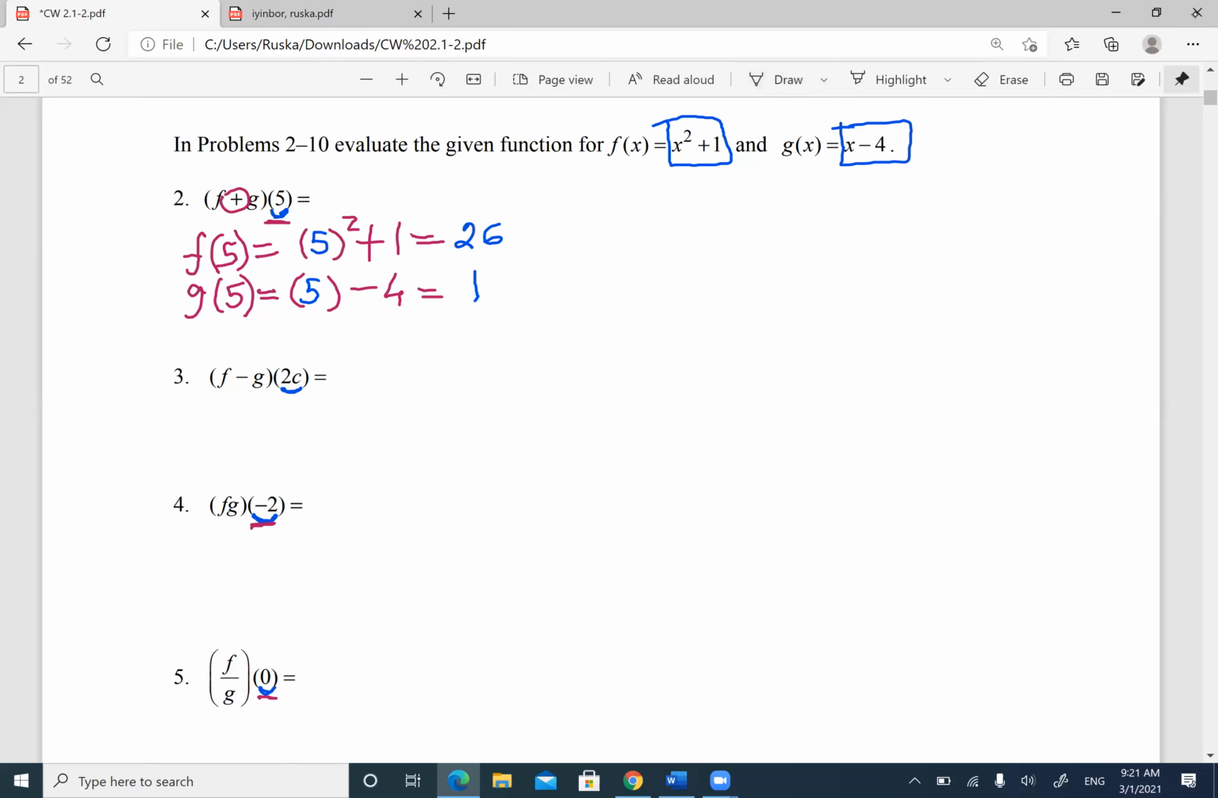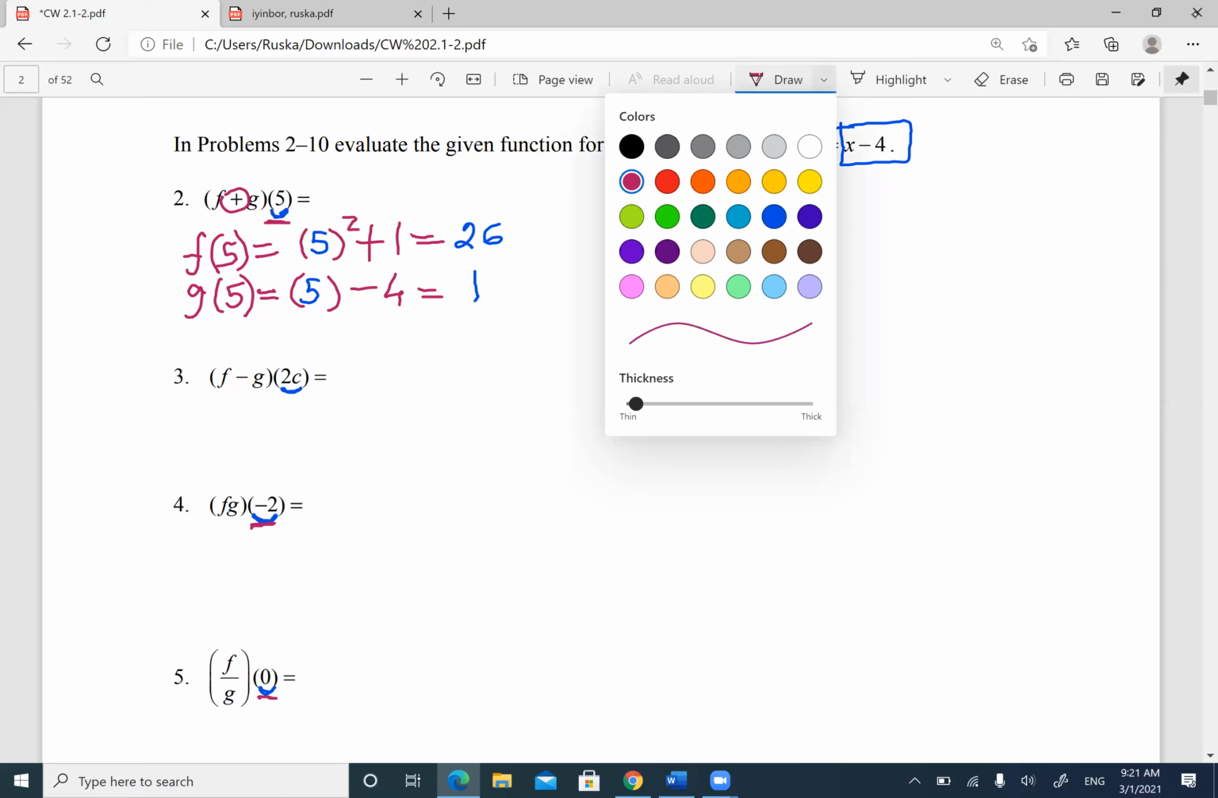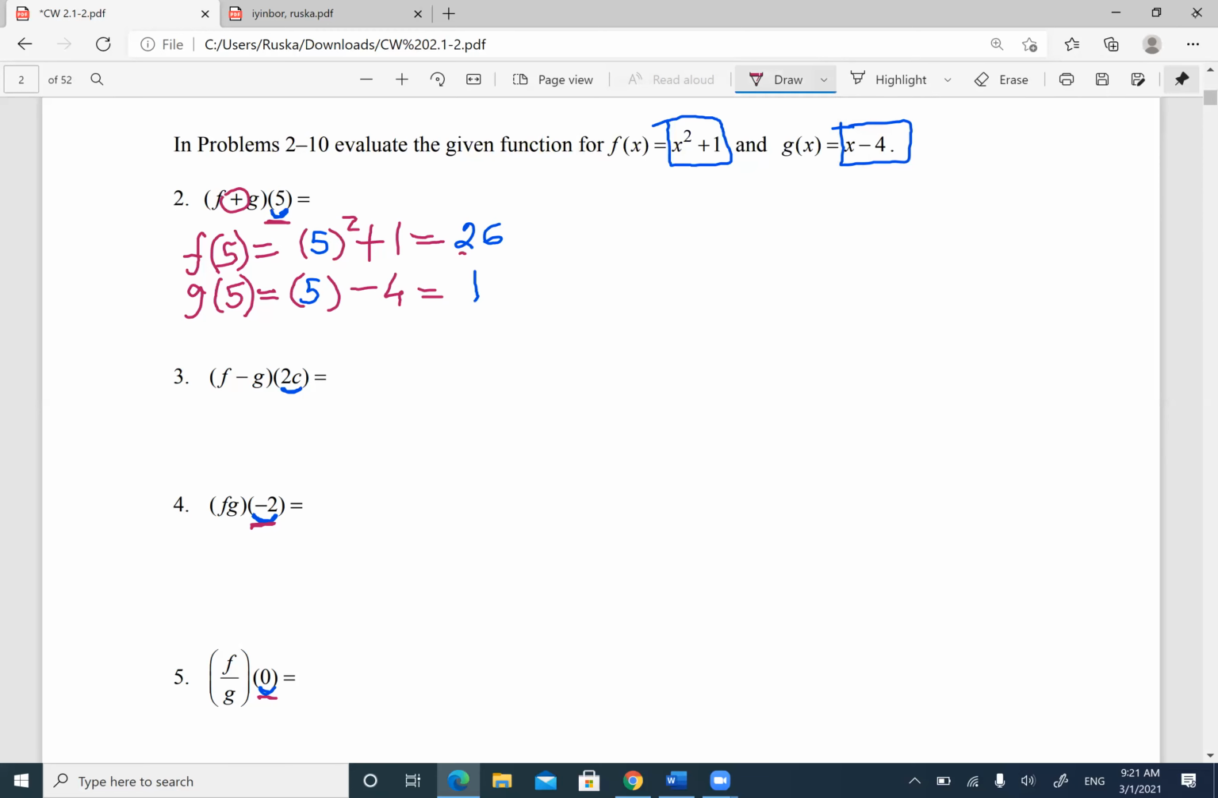Now, what I'm doing with those 2 numbers, I'm going to do exactly what it says. It says f plus g. So I'm going to get the number from f, 26, plus the number from g, which is 1, and I'm going to add those numbers. So my final answer is 27. Okay? Everybody good so far?